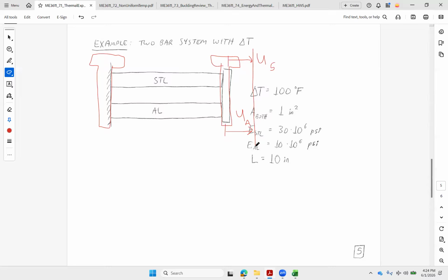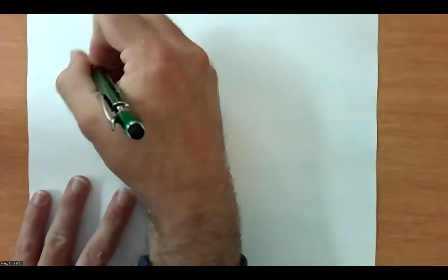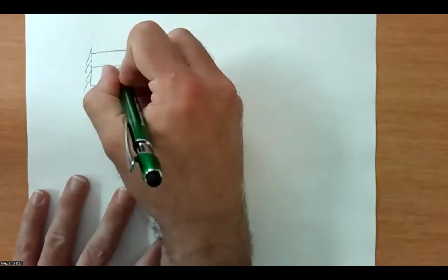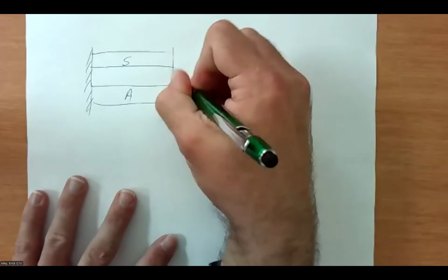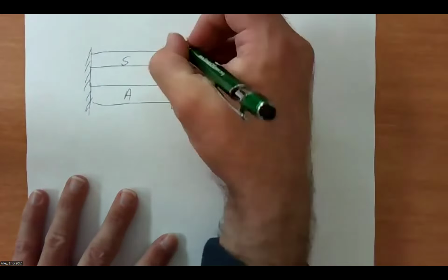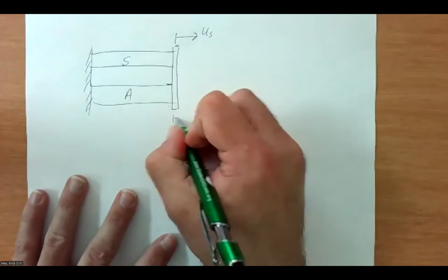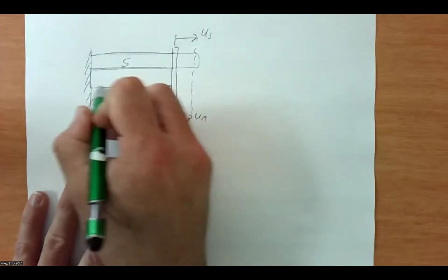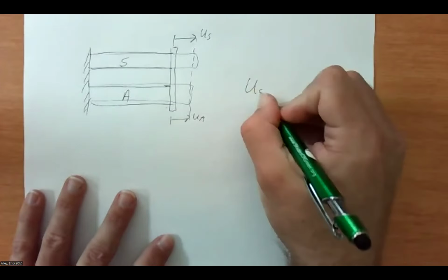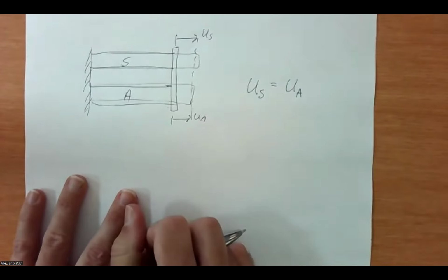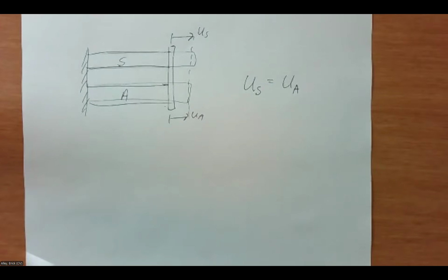So this is a 2-bar linkage. It's a classical type setup. So I've got the steel bar or the number 1 bar, the aluminum bar down here. This works for any 2 pieces, doesn't matter what you call them, steel, aluminum, 1, 2, A, B, etc. So U for the steel and U for the aluminum go the exact same distance. That means however much this one stretches, this one's going to stretch by the same amount. So there's my primary boundary condition. U for the steel equals U for the aluminum. That's our displacement.